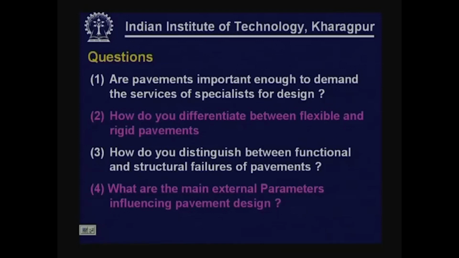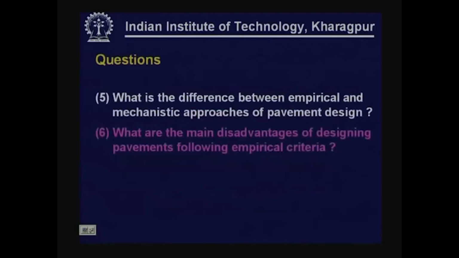The next question is, how do you distinguish between functional and structural failures of pavements? What are the main external parameters influencing pavement design? Fifth question is, what is the difference between empirical and mechanistic approaches of pavement design? And sixth question, what are the main disadvantages of designing pavements following empirical criteria?